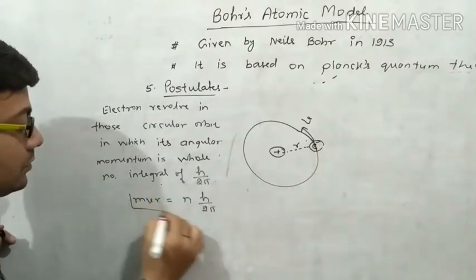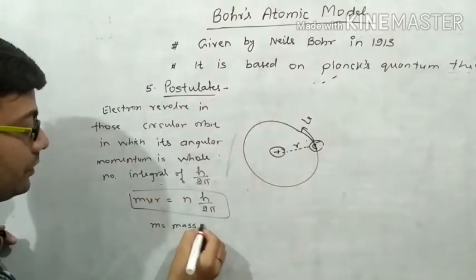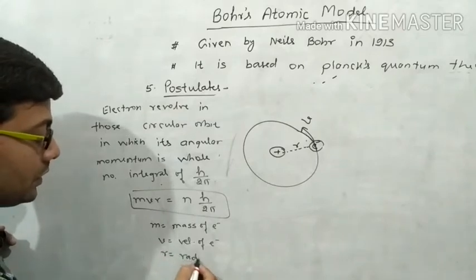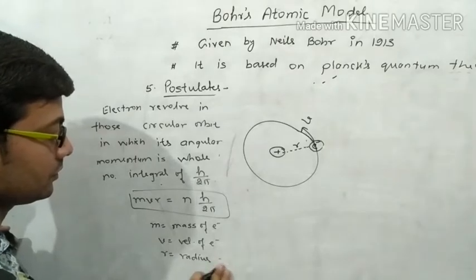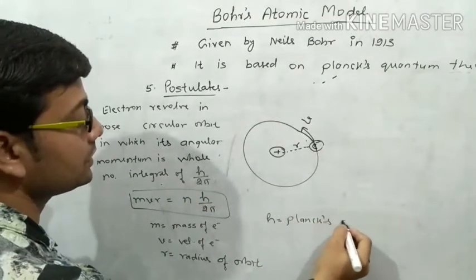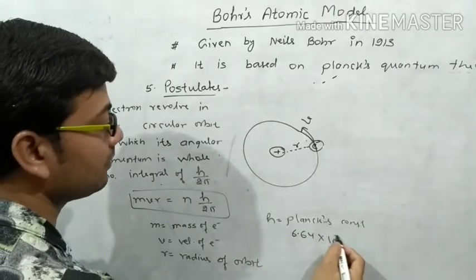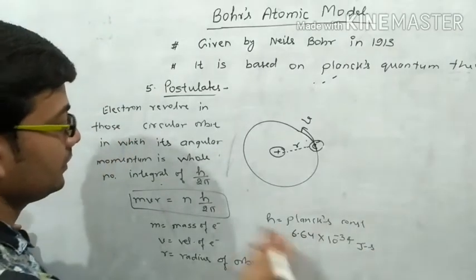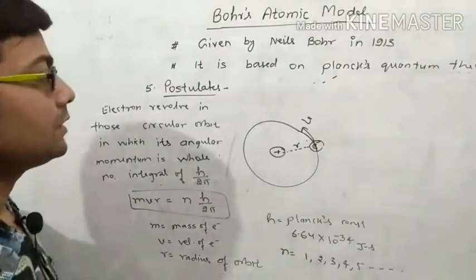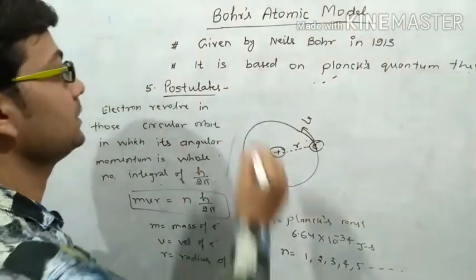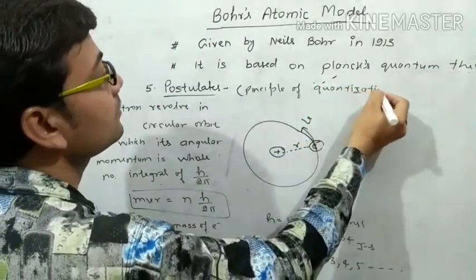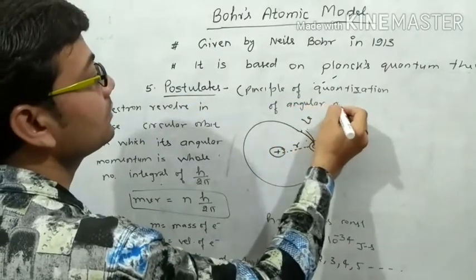What is m? m is equal to the mass of the electron. v is equal to the velocity of the electron. r is equal to the radius of the orbit. h is equal to Planck's constant and has the value 6.64 into 10 to the power minus 34 joule second. n is equal to 1, 2, 3, 4, 5 and so on. This is called the principle of quantization of angular momentum.